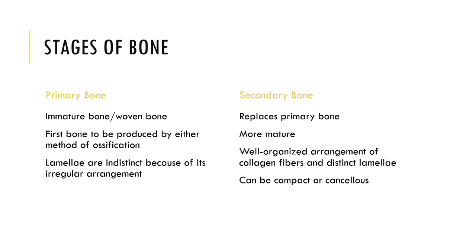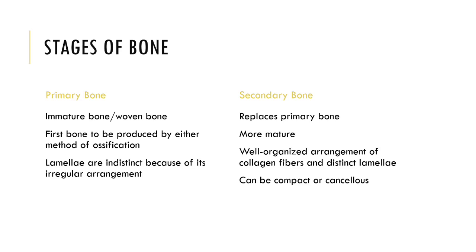Whether a bone develops through intramembranous or endochondral ossification, it will go through these two stages of bone. Primary bone is also called immature bone or woven bone, and is the first type of bone to be produced by either method of ossification. The lamellae in this type of bone are indistinct because of its irregular arrangement.